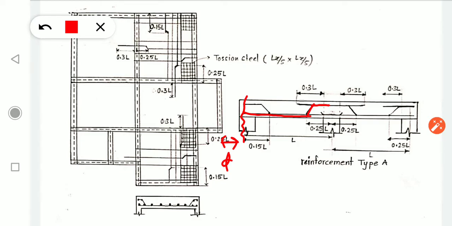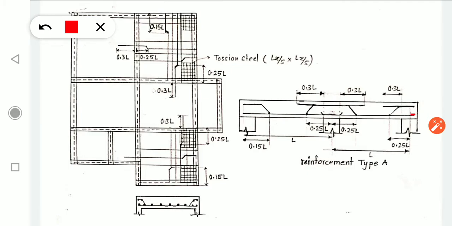Now see, this extra part is telling us the ductile detailing, or we can say it is an extended part of a bent up bar. How much distance should you extend it? From the exterior face of your support, at a distance of 0.3L. Similarly, now see from this end.